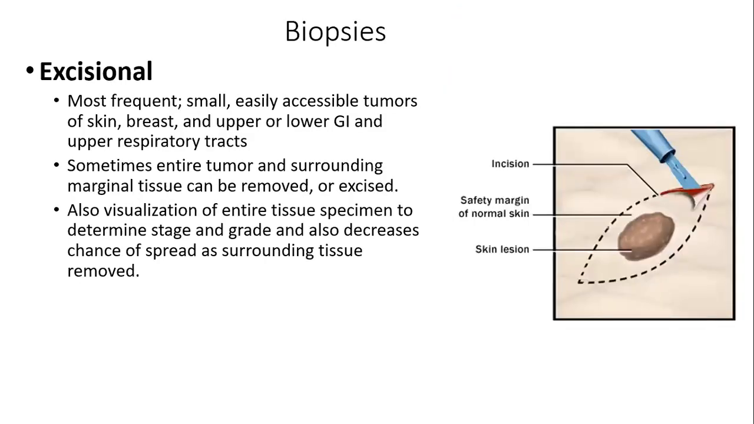Okay, here you have your incisions. This is the most frequent approach when the tumor is small and easily accessible, such as on the skin, the breast, or the GI tract. Sometimes the entire tumor can be removed with a marginal incision. It also allows visualization of the entire tissue and specimen, and it can determine the grade of the tumor.